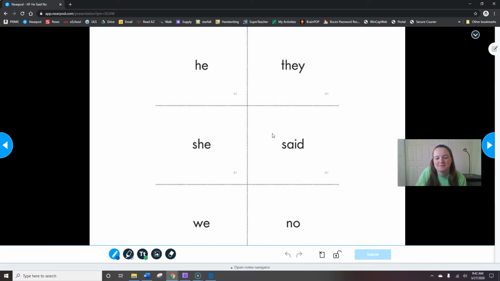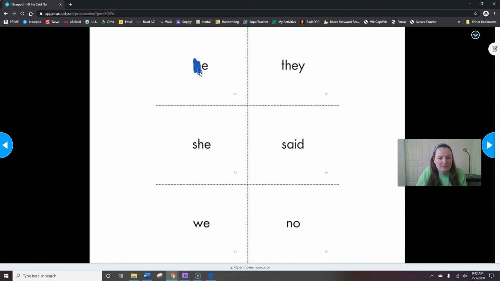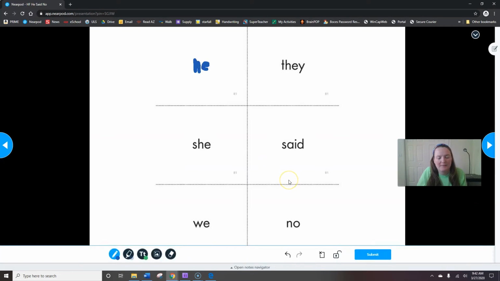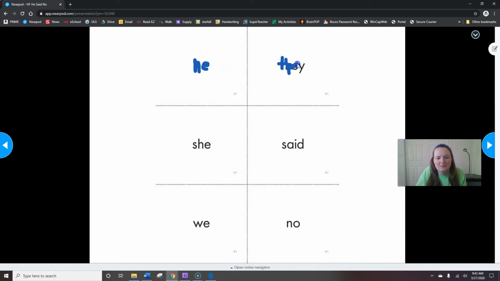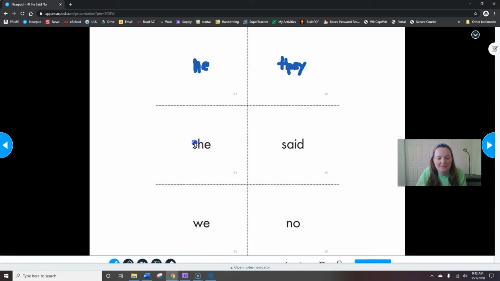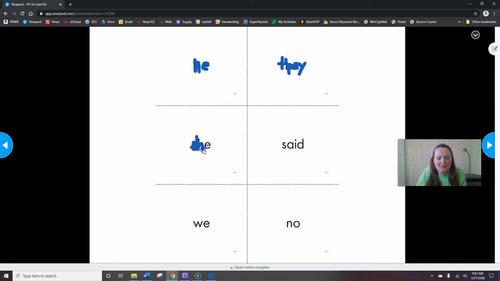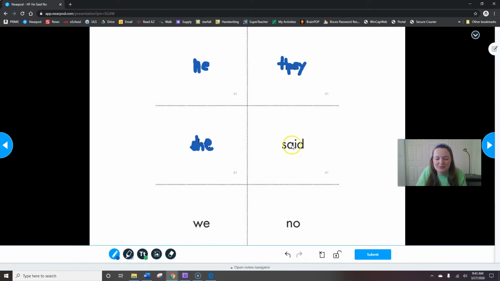All right. So here are some of the words that we're going to see when we read today. The first one is he, they, she, said, we, and no. So he, let's trace the word he. Okay, we have he, they, then here we have she, S-H-E, it's hard to read, but you're just doing your best.